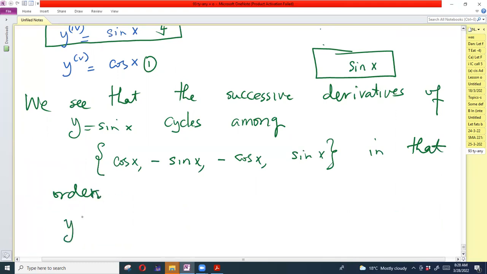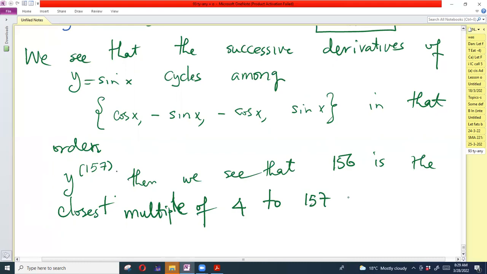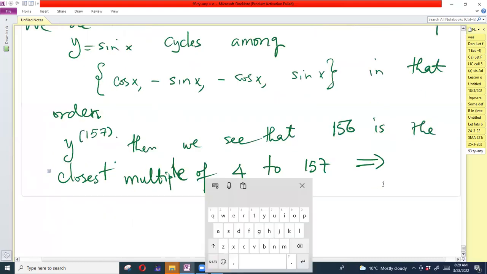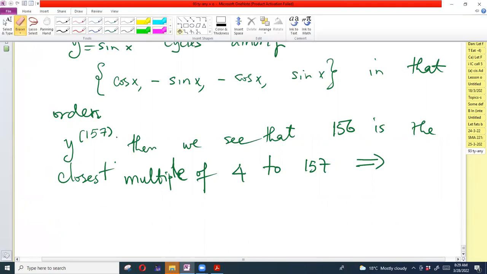So to get the 157th derivative of y, we see that 156 is the closest multiple of 4 to this number 157. So which means the 156th derivative of f of x, the answer will be sine x.